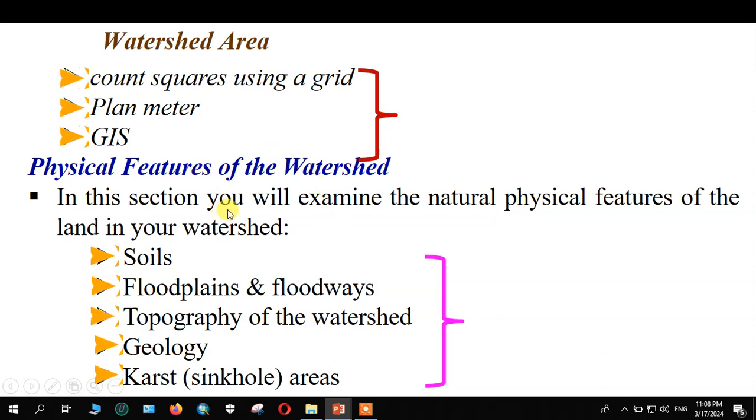Physical features of the watershed. In this section, you will examine the natural physical features of land in your watershed. For example, you will examine natural physical features of the watershed: soil map, soils, floodplain and floodways, topography of the watershed, geology, karst, simply in sinkhole areas.